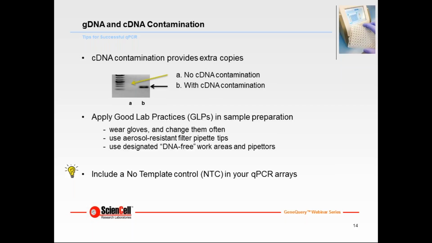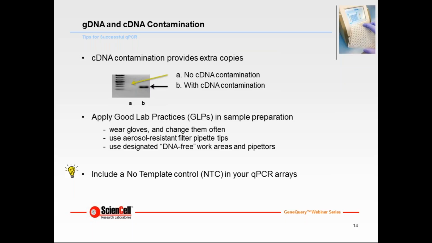Like internal genomic DNA contamination, external cDNA contamination also provides extra copies of template. The source of the contamination may originate from gloves worn when opening a cDNA tube, pipettes used to transfer previous PCR products, or even DNA containing aerosols. To avoid this external contamination, good lab practices must be employed.